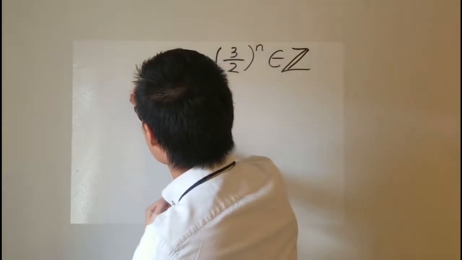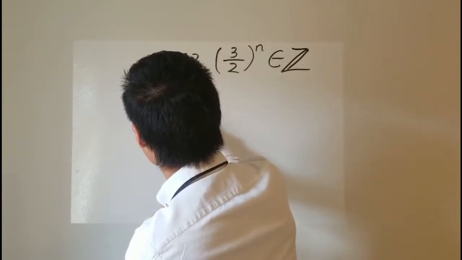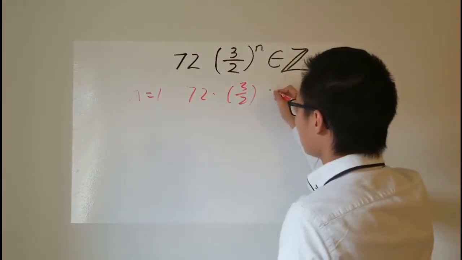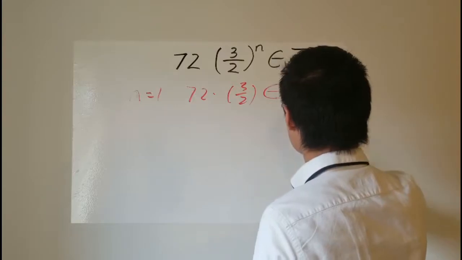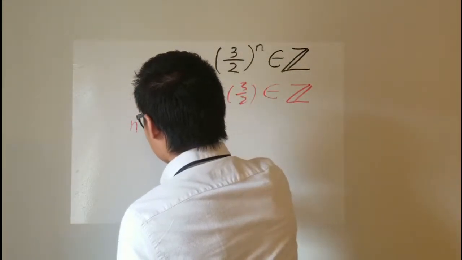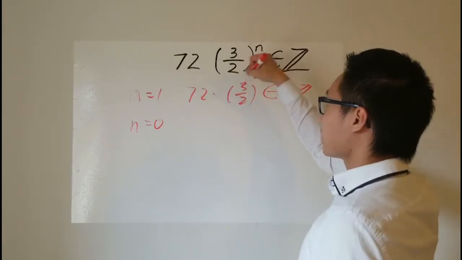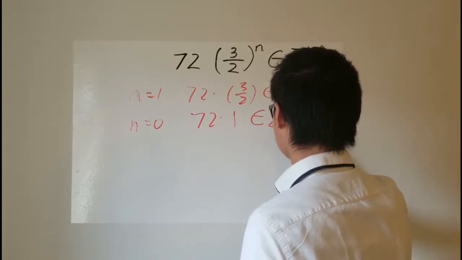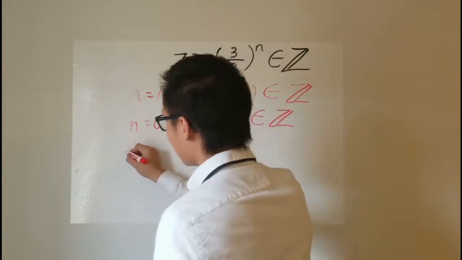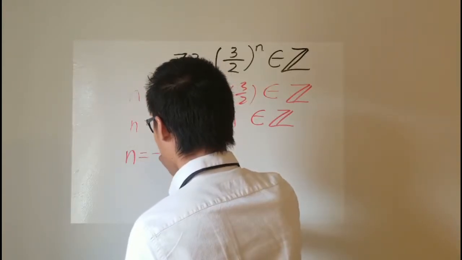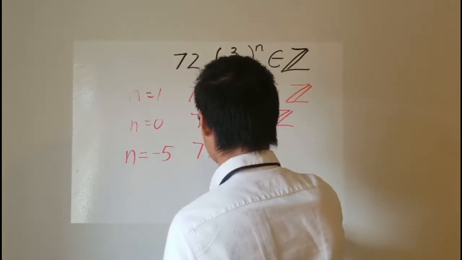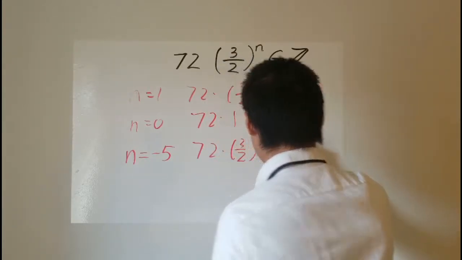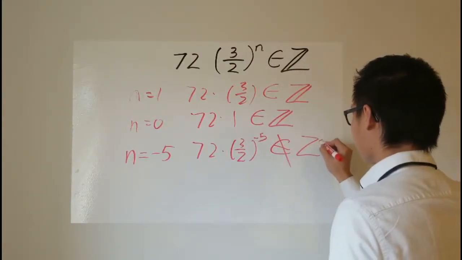For example, when n is equal to 1, the basic case, we see that 72 times (3 over 2) to the power of 1, which is just 3 over 2, the result is actually an integer. When n is equal to 0, we know that anything to the power of 0 is 1, so 72 times 1 is also an integer. But when n is equal to, say, -5, you see that 72 times (3 over 2) to the power of -5 does not produce an integer, right?